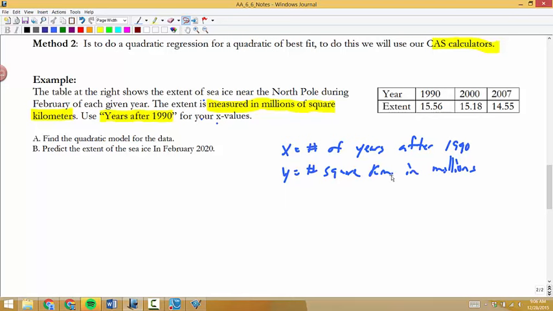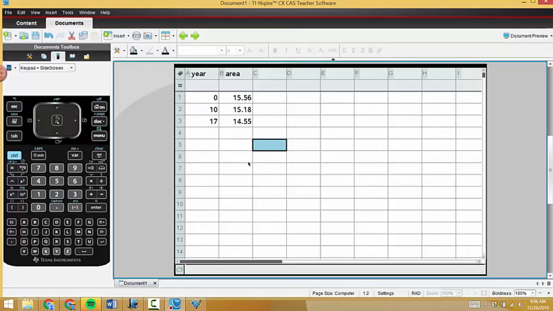So if we're trying to find out the extent of the sea ice near the North Pole, we're going to plug this information into our calculator. I come over to my calculator and put in a new list and spreadsheet. I want to make sure that I put labels for each of the columns. That's very important. If you don't do that, it's not going to work out. Then I'm entering the number of years after 1990, so 1990 would be 0, and these values are in millions of square kilometers. Okay, so I have that data entered.